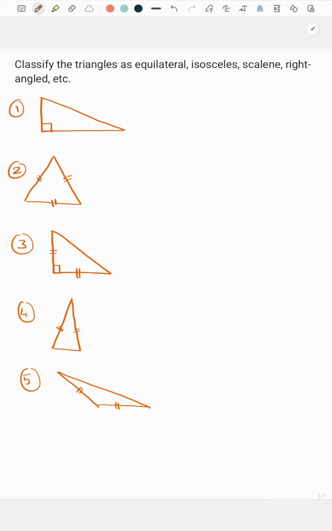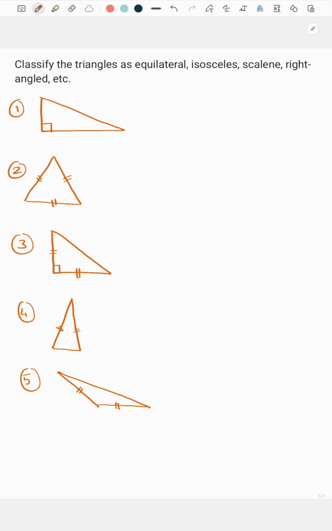We want to classify triangles as equilateral, isosceles, scalene, right angled, acute angled, obtuse angled, and so on. Let's go through this example to classify triangles into their types. Before we begin, maybe a reminder of what these different triangle types mean.